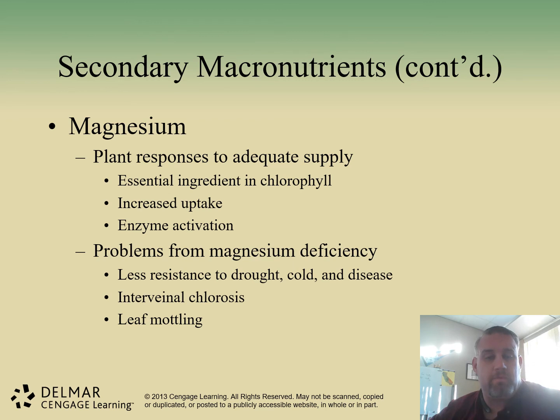Next, we have magnesium. This is one of the metals that is important for plants. Very important for chlorophyll production. It helps uptake of other nutrients in water. It also activates enzymes within the plant. When you don't have enough magnesium in a plant, the plant tends to be susceptible to droughts, cold, and disease. Pretty telltale sign of this is interveinal chlorosis, or a mottling of a leaf. Basically, it will look like the vein is nice and dark green, but everywhere else upon the leaf starts to turn yellow.